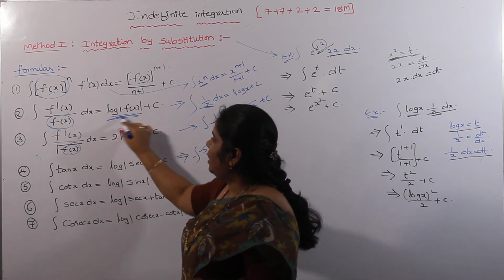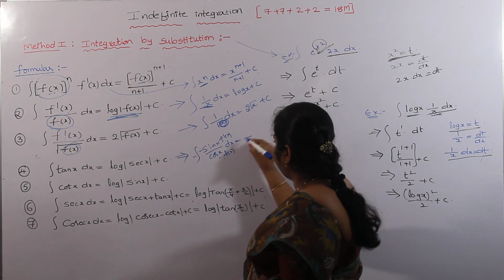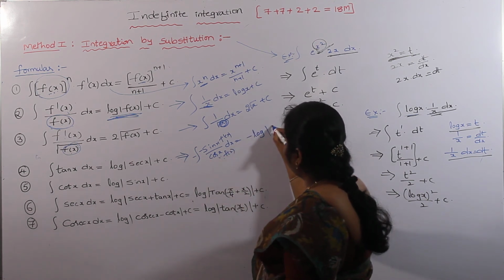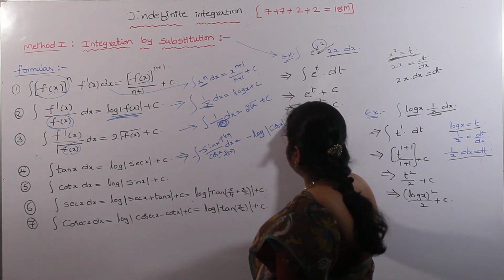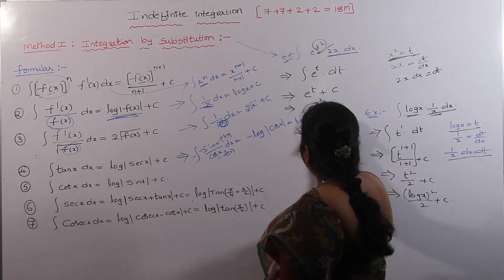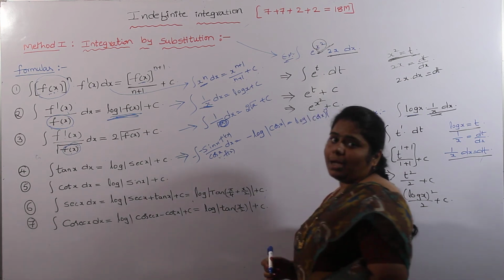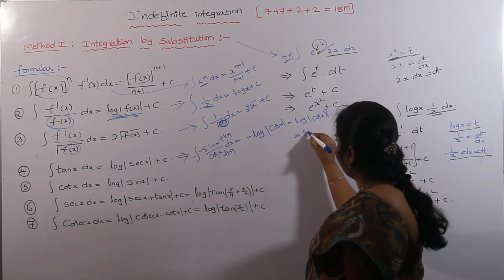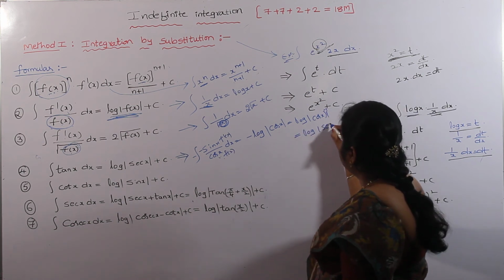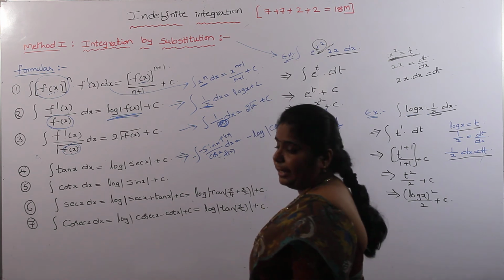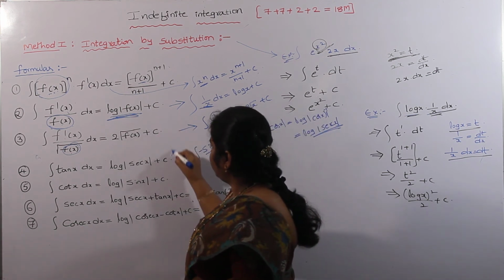What is the formula? Log mod f of x. That implies this is minus, take it as it is. Log mod f of x is what? Cos x. Log mod cos x. This can be written as log of cos x whole inverse. Okay, cos x whole inverse can be written as 1 by cos. Log of 1 by cos means log of secant x. Okay, from this we get the integral of tan x is log of secant x based on this formula.